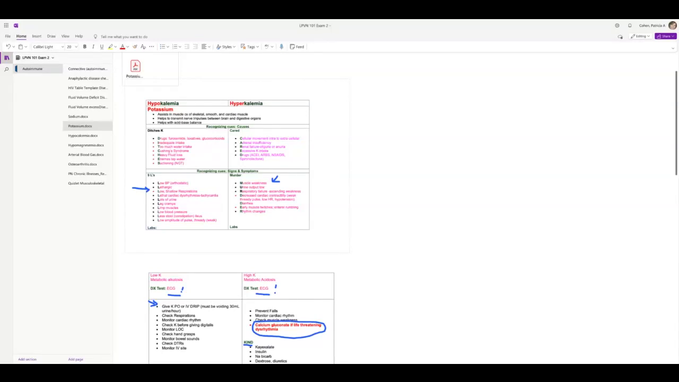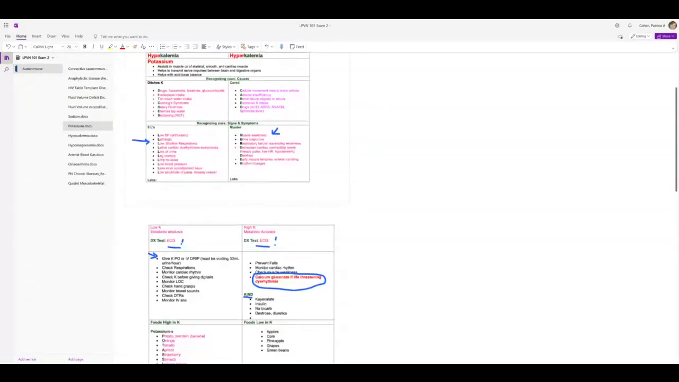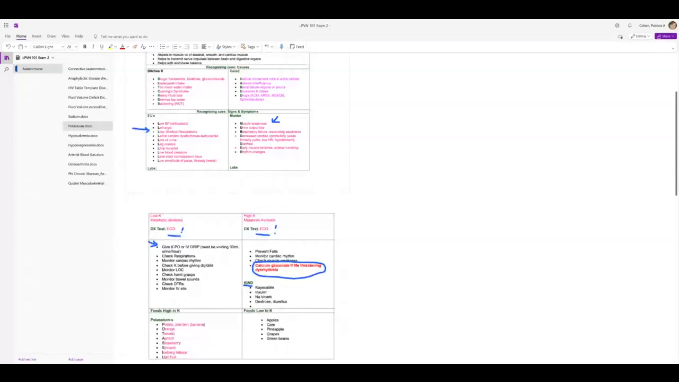All right. So you're going to have to give potassium PO or IV drip. We never give it IV push. They must be voiding 30 mLs an hour. Check their respirations. Monitor the cardiac rhythm. You always check a potassium level before giving digitalis, even though we don't give it that much anymore. It is highly toxic if they have a low potassium and you give them dig. It's going to potentiate dig toxicity.